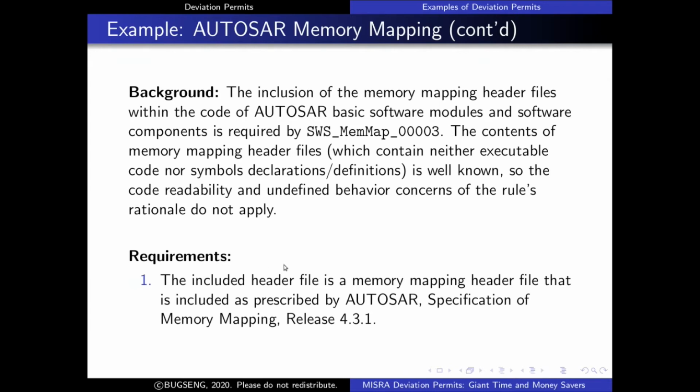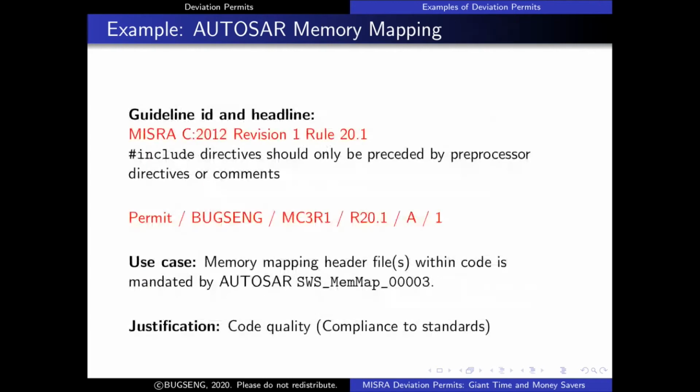The included header file is a memory mapping header file that is included as prescribed by this specification of AUTOSAR. Okay, so it's easy. We do it once and for all, and typically this rule will be violated in many places in our project, and we simply refer to this permit. This permit, of course, must be agreed upon with the relevant authorities.